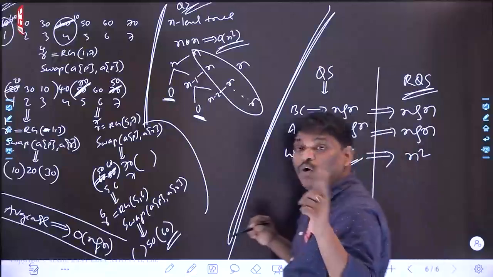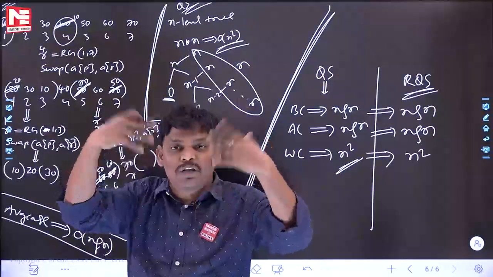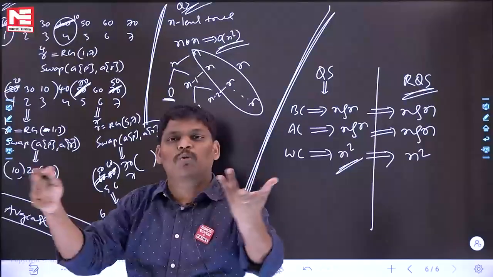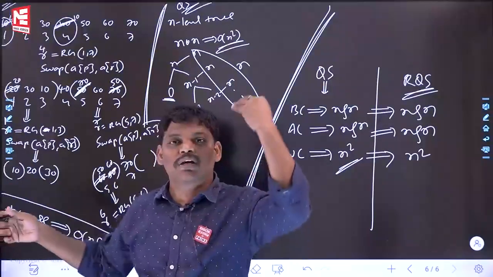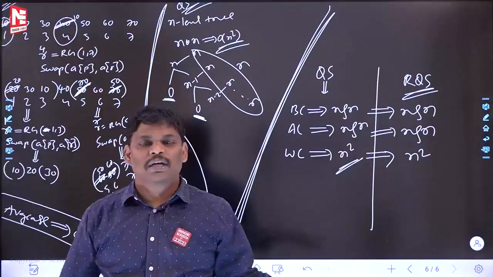Some people are asking, sir, how? Whenever it selects the pivot, it is taking it randomly. After taking randomly also, sometimes problems may come. Whenever that day is not your day, whatever way you do, worst case may come.